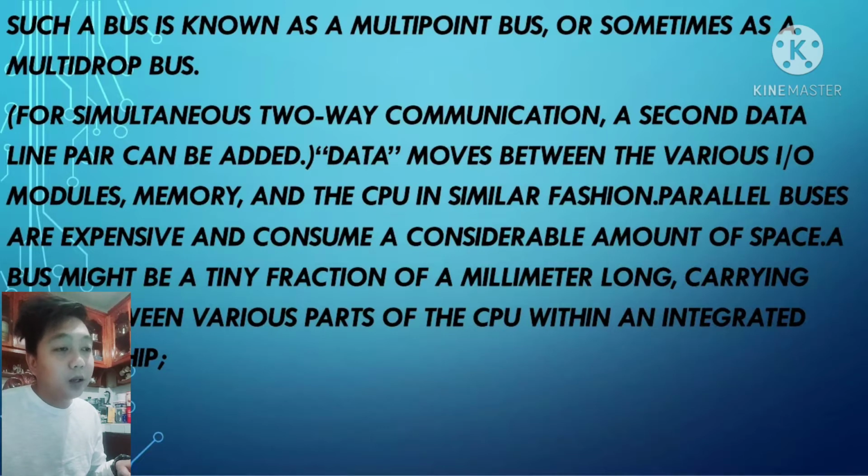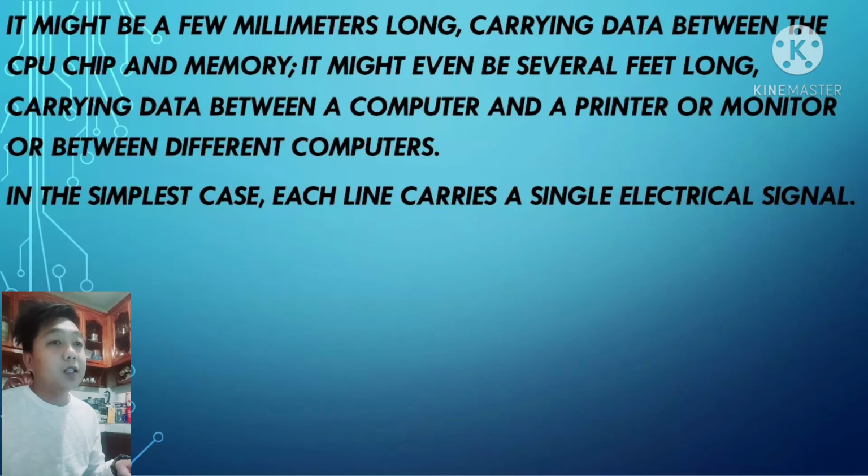A bus might be a tiny fraction of a millimeter long, carrying data between various parts of the CPU within an integrated circuit chip. It might be a few millimeters long, carrying data between the CPU chip and memory. It might even be several feet long, carrying data between a computer and a printer or monitor, or between different computers. In the simplest case, each line carries a single electrical signal.